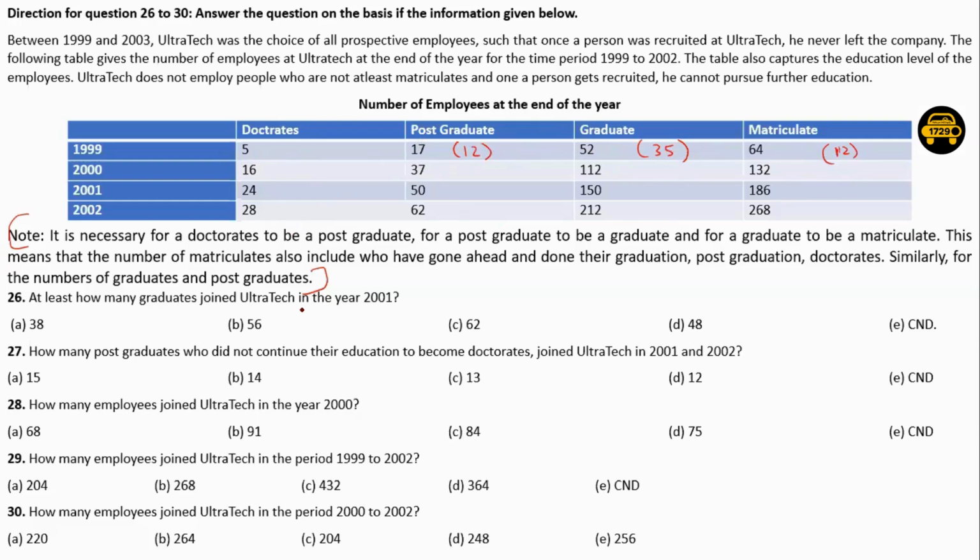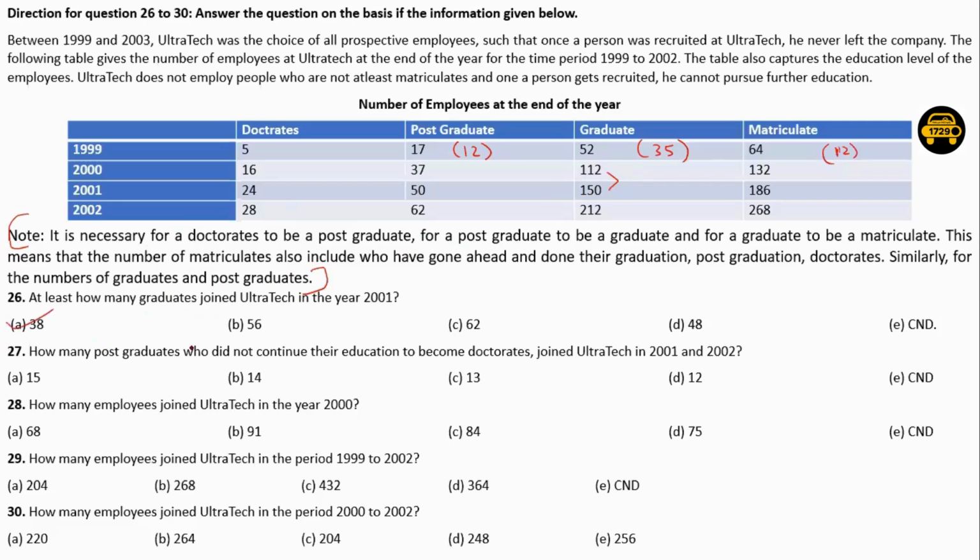Now let's try to solve the questions. We need not make this table initially because probably we may not need it. So the first question is: at least how many graduates joined Ultratech in the year 2001? Now the question being asked is at least how many graduates. I mean, the persons who are joining should be at least graduates, right? So we can see that after 2000 there were 112 graduates, and in 2001 we have 150 graduates. So the difference here is coming out to be 38. So the answer will be 38.